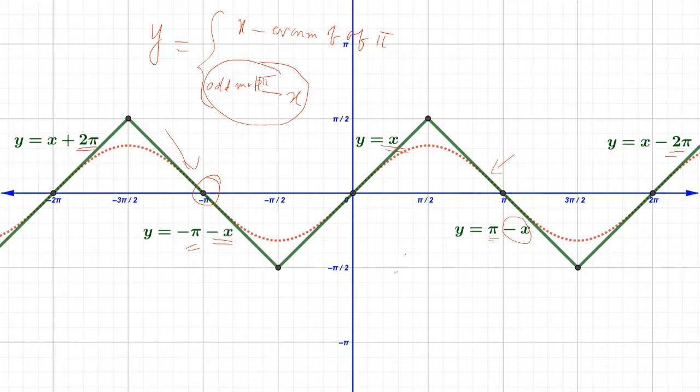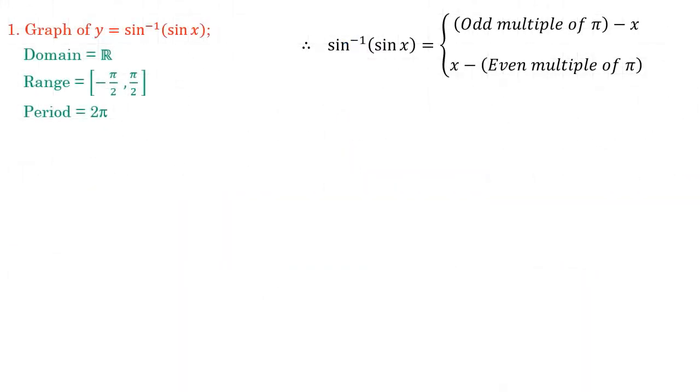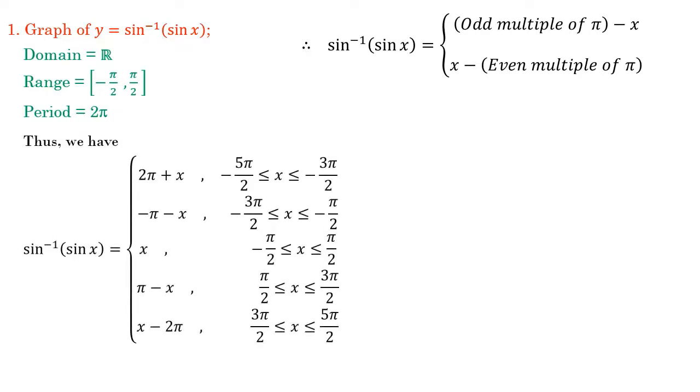Okay, let me clear the screen for a minute. Now you see we can write this: sine inverse of sin x is equal to odd multiple of pi minus x, if there is a negative slope, odd multiple of pi, and if there is a positive slope, then minus even multiple of pi. This can be summarized.